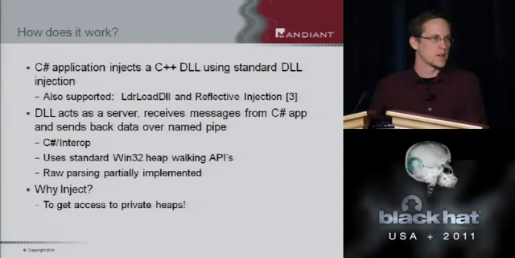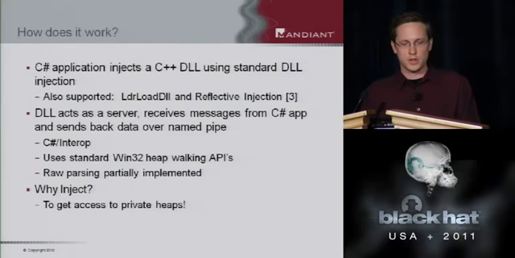So you may ask, why do you inject into the process? Why don't you just use existing Windows APIs? Because an external process cannot access another process's private heaps without being in that process's address space.